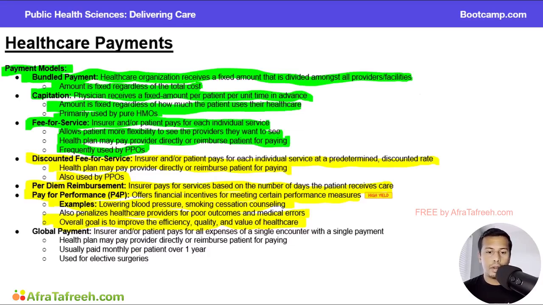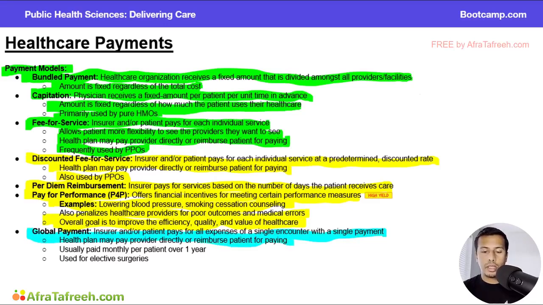The final payment model that we're going to talk about is going to be global payment. And global payment is basically the insurer and or the patient pays for all of the expenses of a single encounter with a single payment. Just as we saw before, the health plan may pay the provider directly, or they may reimburse the patient for paying. And this is usually paid monthly per patient over 1 year. So this payment can get reimbursed once a month for a total of 1 year.